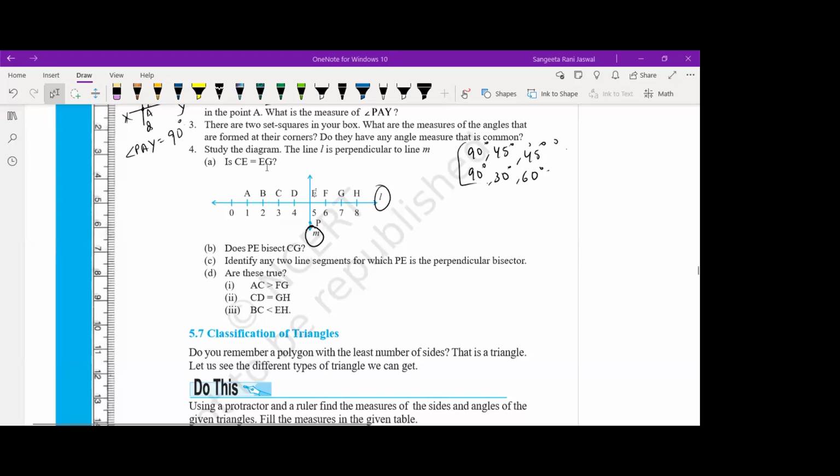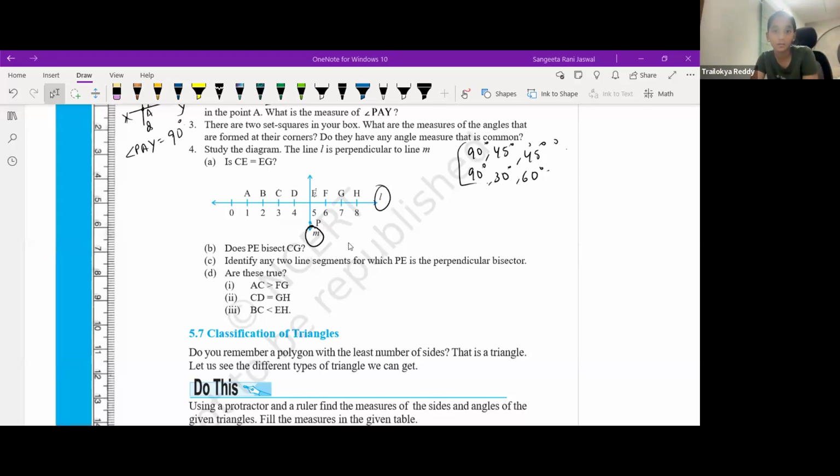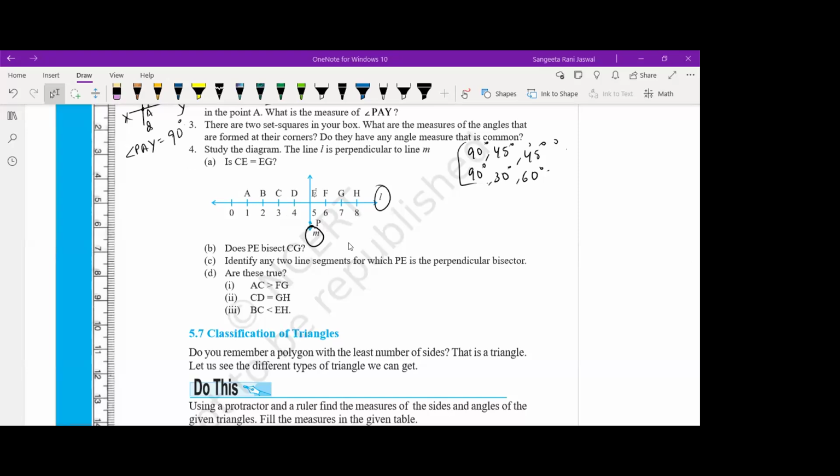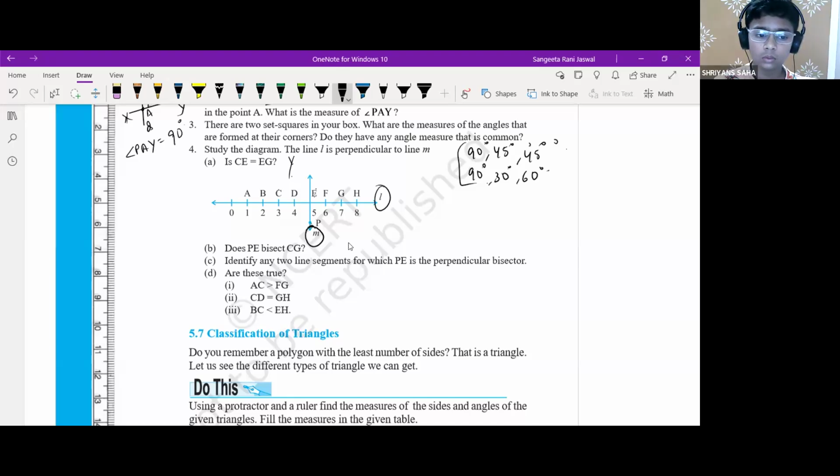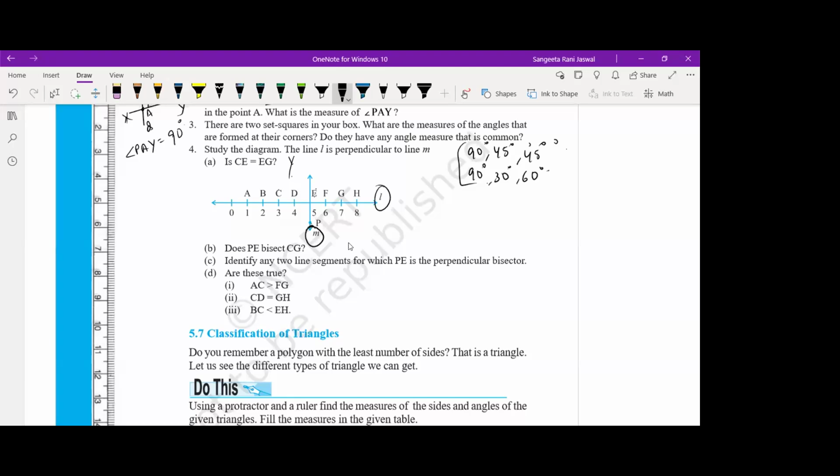Okay, so is CE equal to EG? Trilokya, you tell me. C to E and E to G, are they equal? Yes. Okay. Does PE bisect CG, Shreyansh? Yes, ma'am. PE is here and C to G is here. It's bisecting. Bisecting means dividing into equal parts. Okay. Identify any two line segments for which PE is the perpendicular bisector.